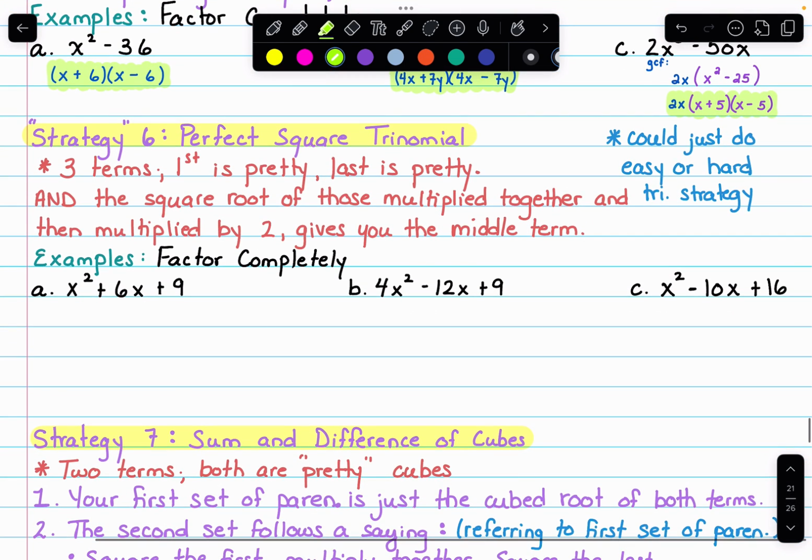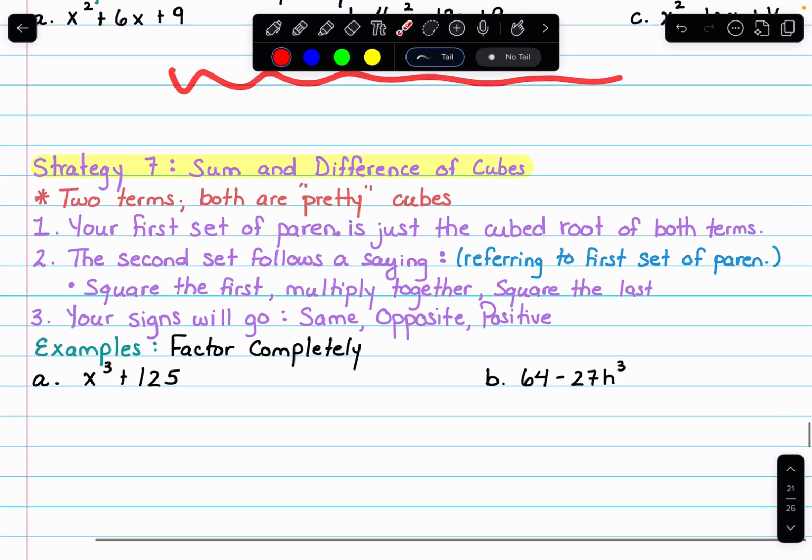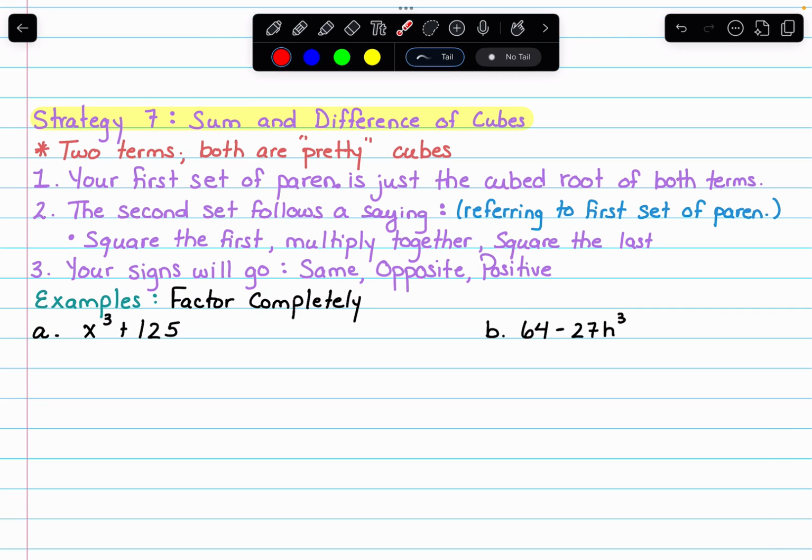And then we're going to skip strategy 6 because we could always, instead of doing this strategy, we could just do easy or hard trinomial. Okay, so remind me, and I'll show you this in class. But strategy 7, the sum and difference of cubes. So we have two terms, and both of our terms are going to be pretty cubes. So that's numbers like 8 and 64 and 27 and 125, okay? Pretty cubes. We can take the cubed root of that number and get a number back, okay?